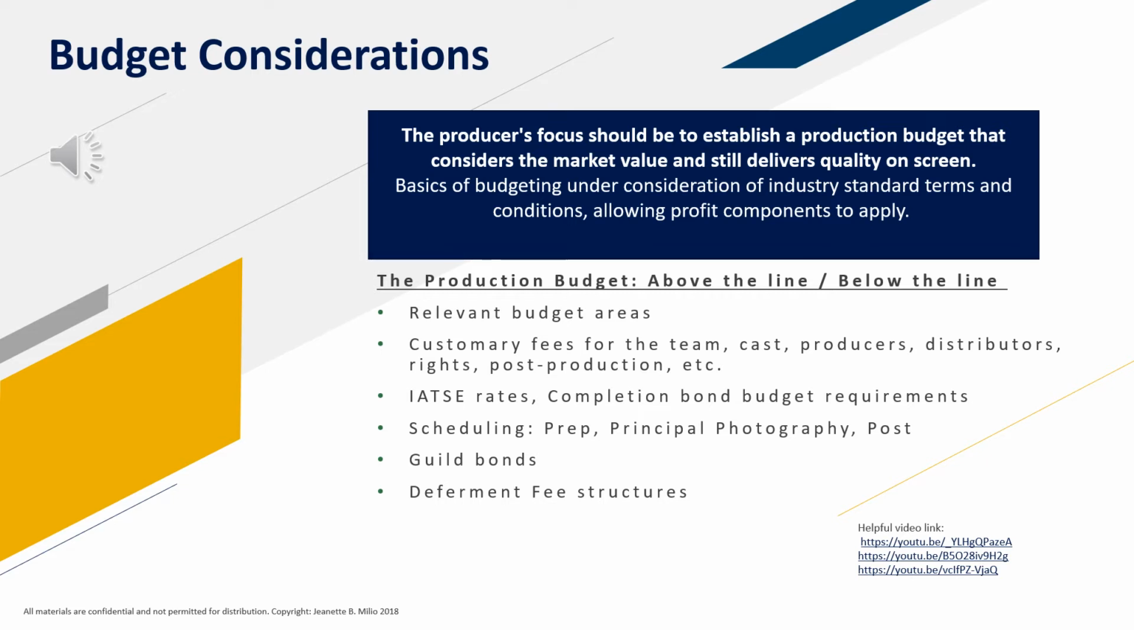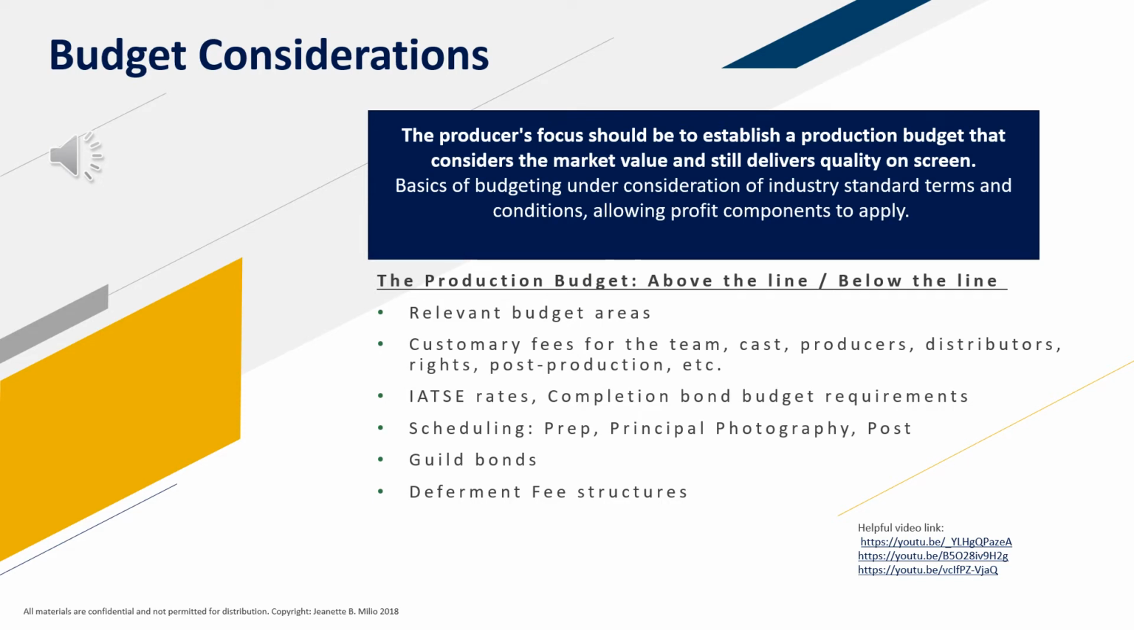When you put your budget together, you look at a few considerations. You are obviously trying to adhere to customary fees for the team, cast, producers, distributors, the rights, the post-production, etc. You might be bound to certain rates because you are doing a guild picture or guild project where IATSE rates or other guild rates are applicable and you have to adhere to them. There might also be a situation where the completion bond requires you to have a certain level of budget, and you're going to have to figure out how you agree with the completion bond on the budget that they want in order to make sure that their insurance is not going to be applicable and their risk is going to be kept low.